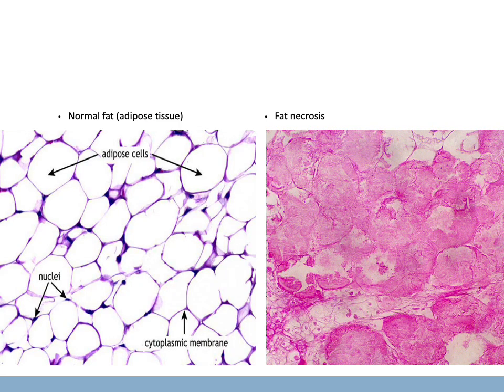Microscopically, this is the normal adipocyte. So you have fat globules, and then the nuclei are pushed towards the periphery. Okay. Now, how does it look under the microscope if it undergoes fat necrosis? So you have this on the right. Very pink granular material. You only see the outlines, but you don't see the detail anymore.